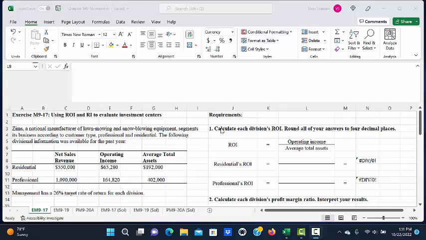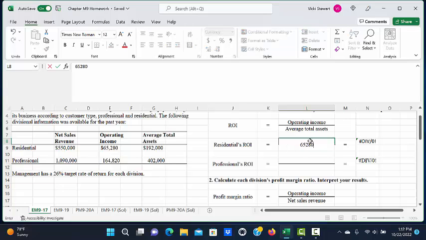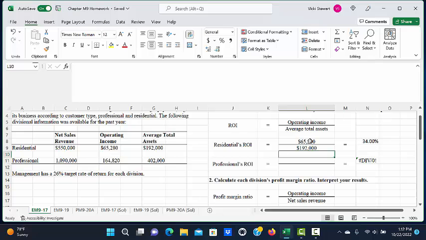In the first requirement, it asks us to calculate each division's return on investment and round all of the answers to 4 decimal places. To calculate return on investment, we divide the operating income by the average total assets. So for the residential division, we take the operating income of $65,280 and divide that by the average total assets of $192,000, and that gives us a return on investment for residential of 34%.